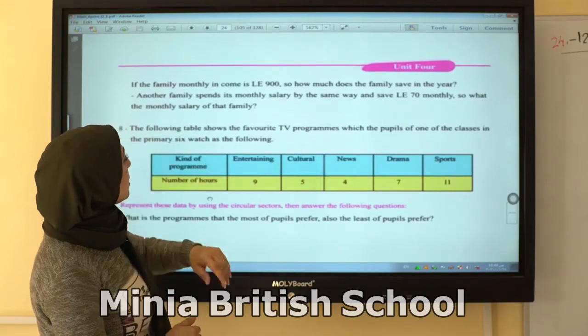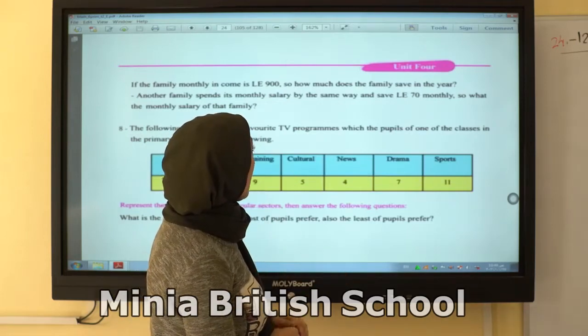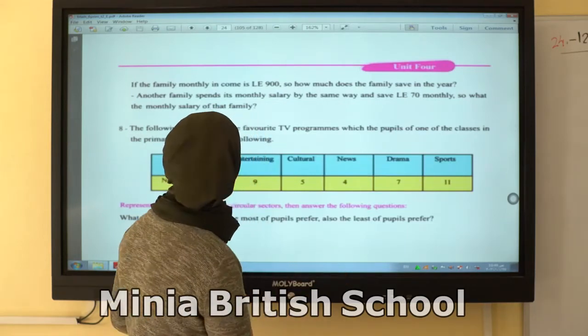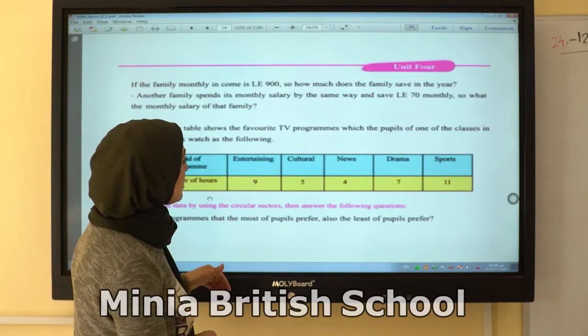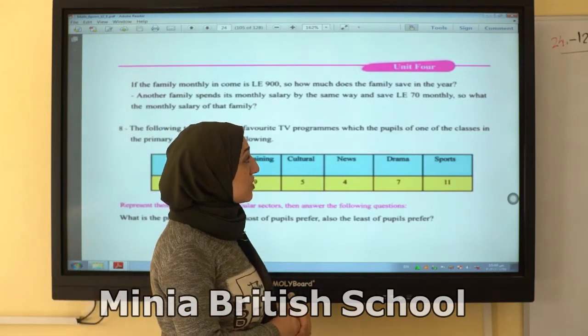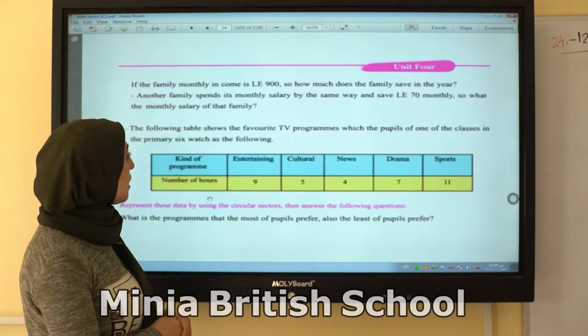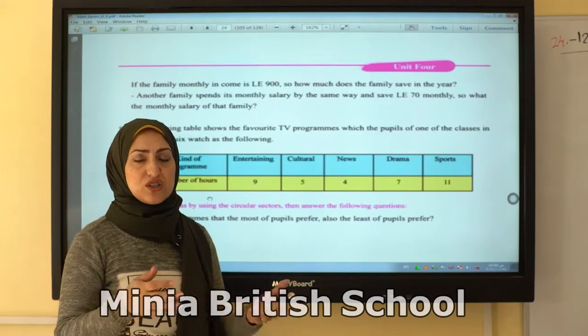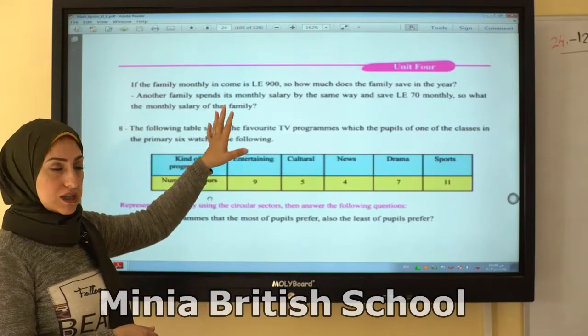Here, if the family monthly income is £900, how much does the family save in the year? Another family spends its monthly salary the same way and saves £70 monthly. So what is the monthly salary of that family? This question is very simple. We don't need to draw any circular sector here.